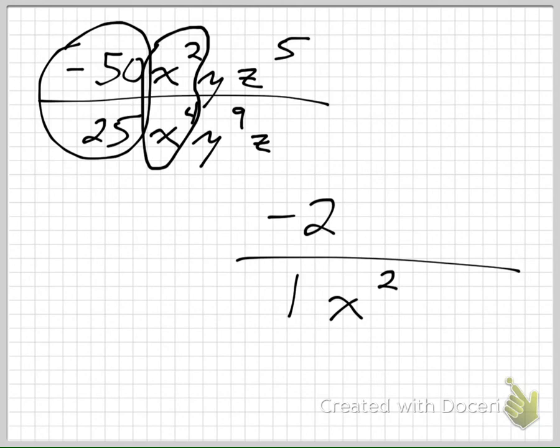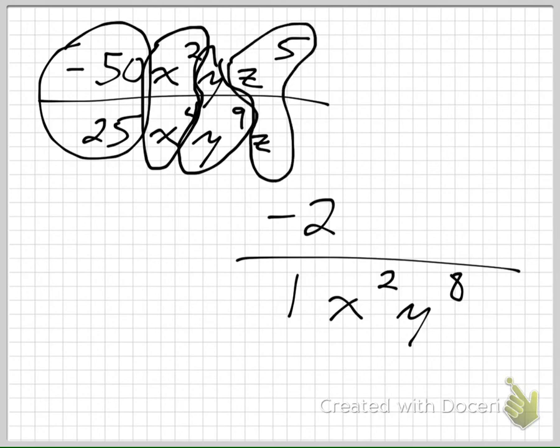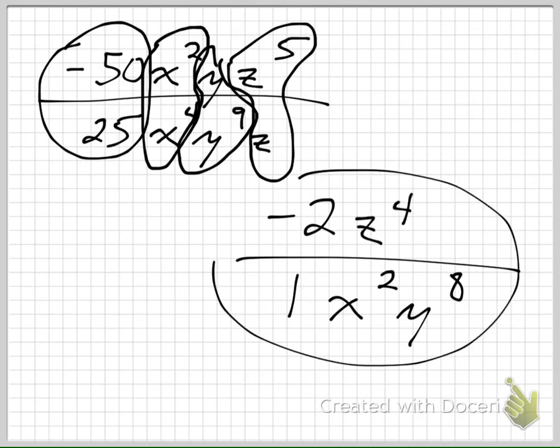Are you up here? I want you up here. With the y's, what do I have? 1 y on the top. How many on the bottom? 9. When I eliminate them, what am I going to have left? 8 y's on the bottom. And then here I have 5 z's on the top and 1 on the bottom. When I eliminate them, that's going to leave me with 4 z's on the top. Now, there it is, perfect. Negative 2, z to the 4th, over x squared, y to the 8th.